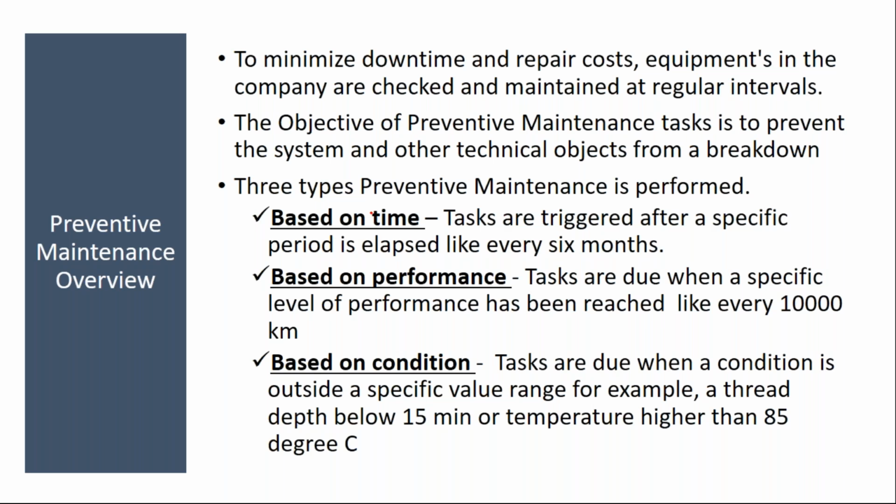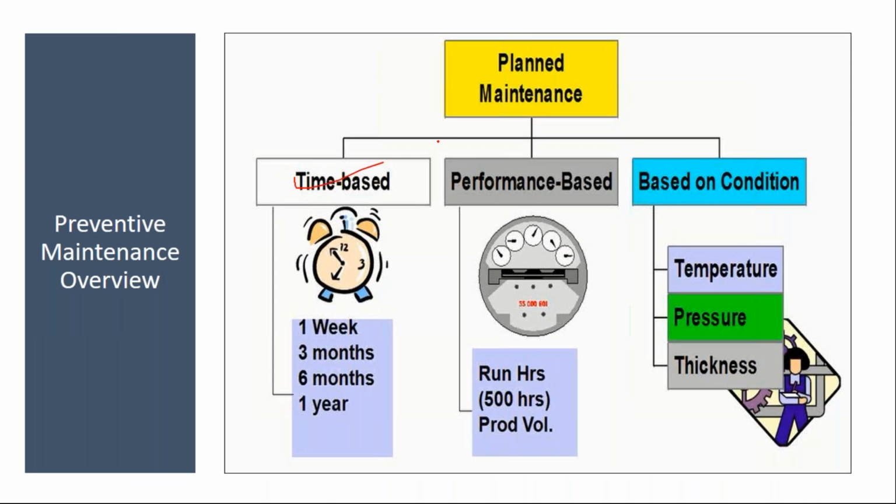So basically you have three types: time based, performance based, which is also called counter based, and condition based. This preventive maintenance which we are discussing today is planned maintenance. The maintenance processes which we discussed earlier, regular maintenance and breakdown maintenance, are unplanned.